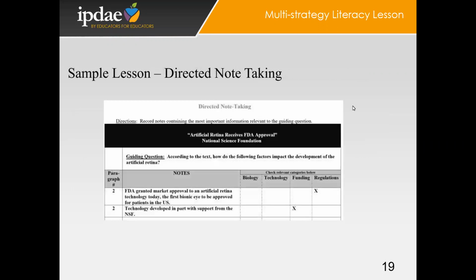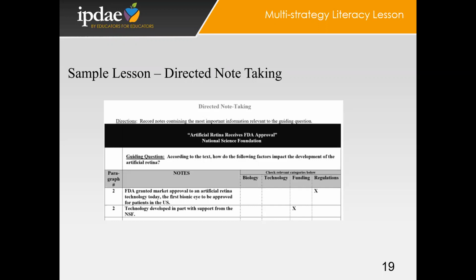So now we're going to move on to another strategy. Again, we're using multiple strategies during the course of engaging in one particular text, and this is a note-taking strategy. Here we've talked about those factors that might influence or impact the development of the artificial retina.